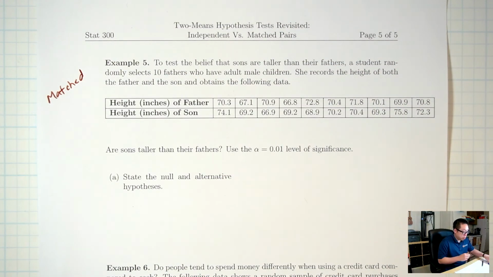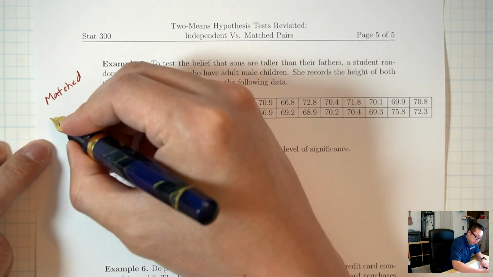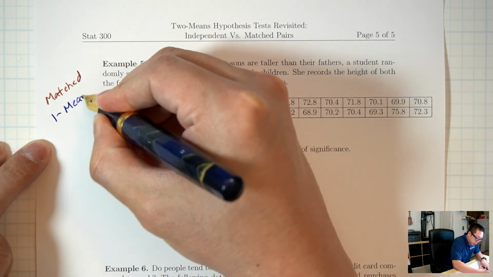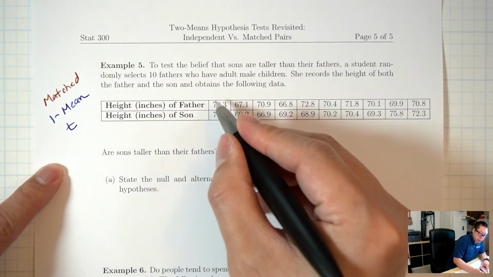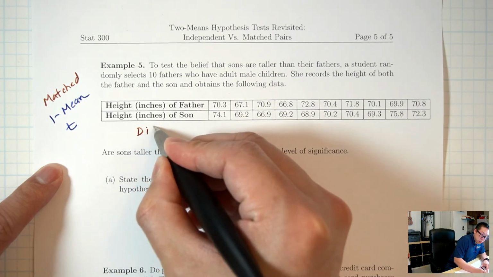Which means we'll run this as a one mean. And then we're using t's, of course. In a match situation, your next step will be to subtract and find the differences in Google Sheets.